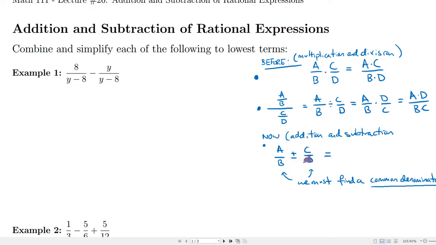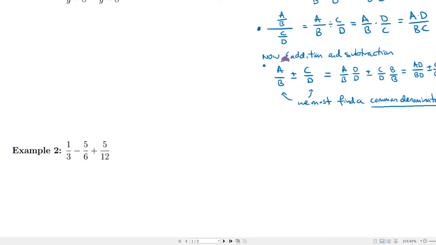One way that you could find a common denominator is the following. I could take a over b, and I could make d appear in the denominator by multiplying by 1, essentially. I'd write that as d over d, which is 1. And then I can multiply the other expression by b over b, and that would give me a common denominator. So ad over bd plus or minus cb over bd. And then now that I have a common denominator, you can proceed and simplify.